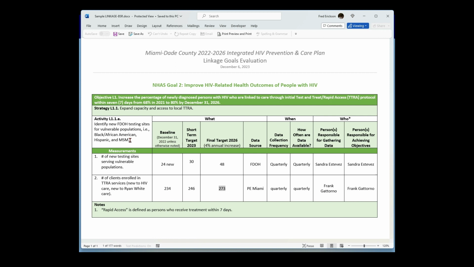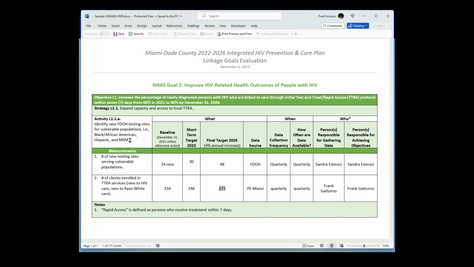That's right. And one of the reasons why we have these L's, for example, and you're only seeing one page out of a whole bunch, is because we have L strategies for linkage, R objectives and strategies for retention, V for viral load, and S for stigma. Even under NHOS goal number 2, we have a whole bunch of stuff that has both linkage strategies and health outcome strategies. So, as we put the plan together, we embedded letters and numbers for objective strategies and activities that allow us to look at this as an outline, as a nested set of goals, objectives, and strategies.